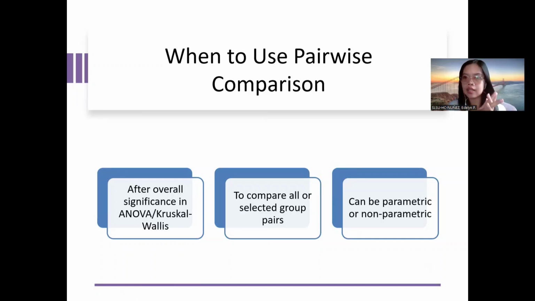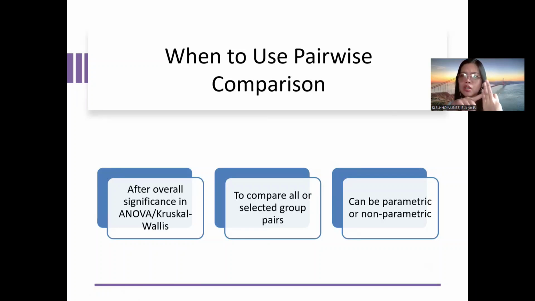So in natural science, for example, you have three treatments. Of course, this is three groups. So you will be using ANOVA. And then it was found during your ANOVA test that there is a significant difference among the three. You will then use pairwise comparison. So there is a significant difference among the three by using the ANOVA test.